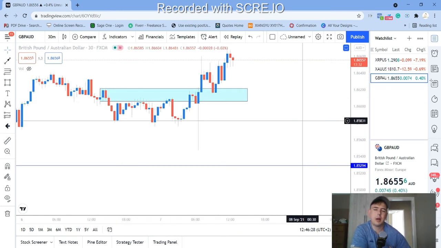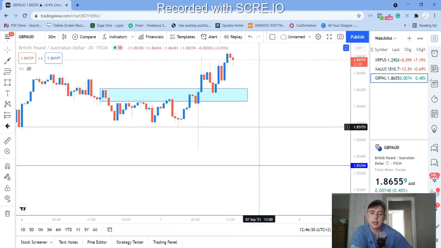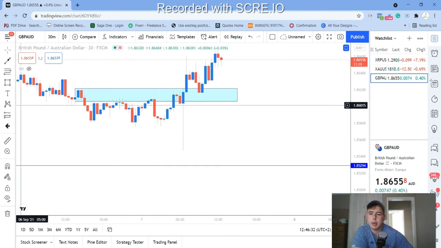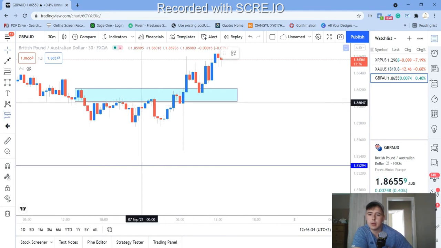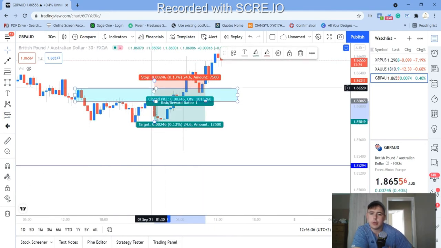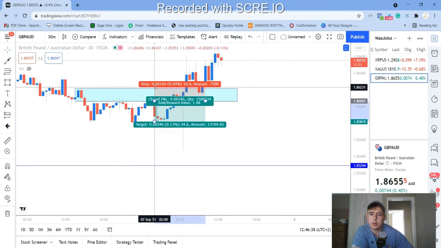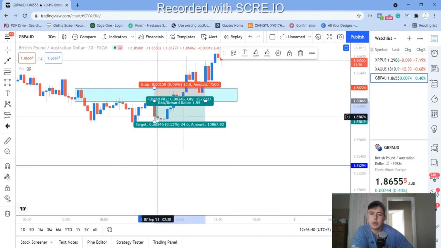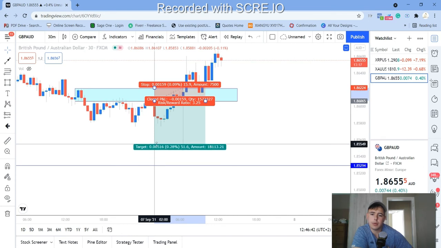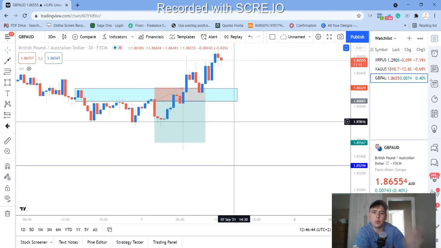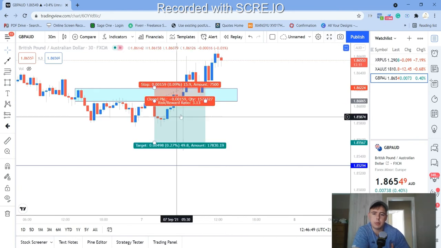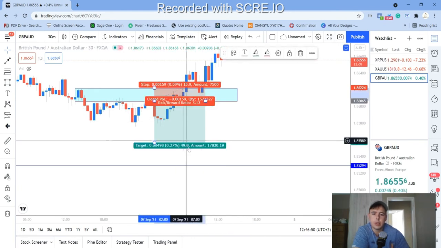Now, I personally didn't take this opportunity. It felt a bit high risk, but if you did take this opportunity, let's say you got in with this one, stop loss just above at 15 pips, you could have banked 50 pips. If you went for 50 pip targets, at least a 1 to 3, nothing less than a 1 to 3, you would have banked 50 pips with this wick down before the rejection.